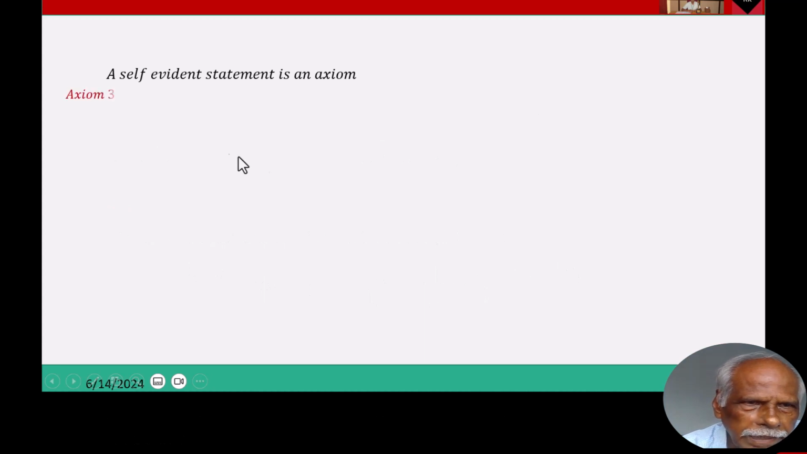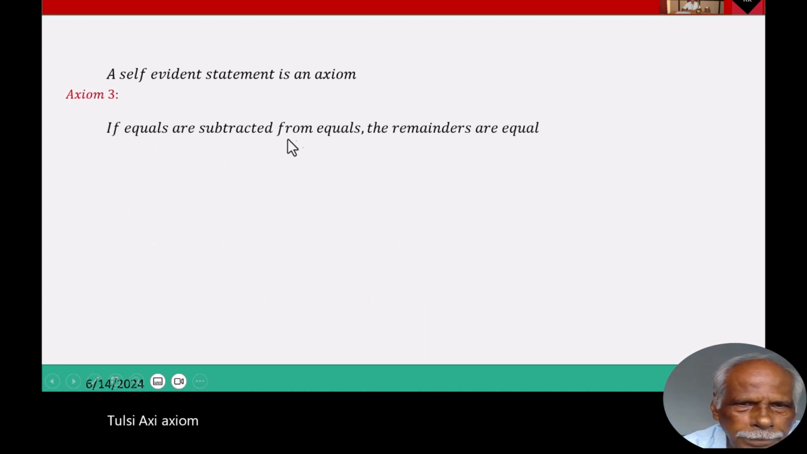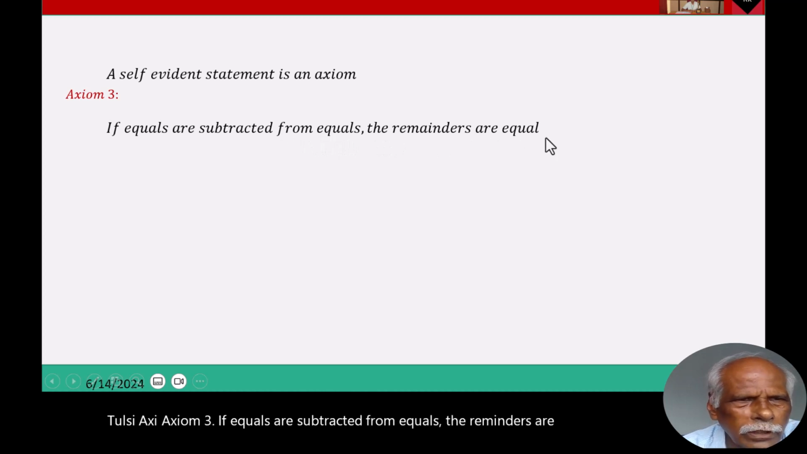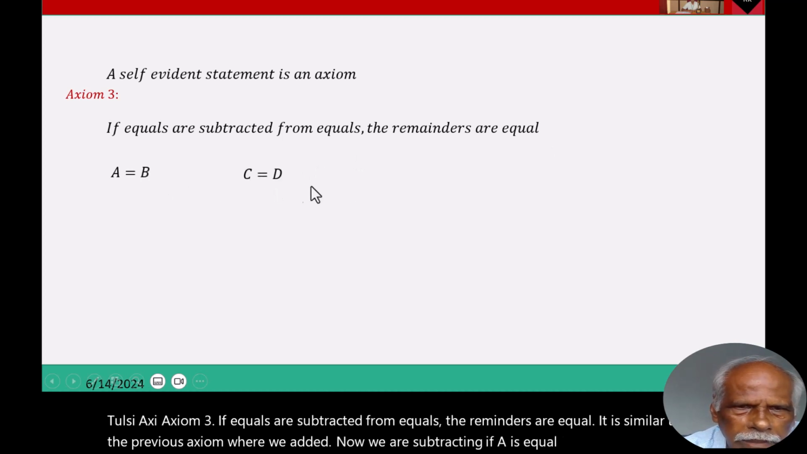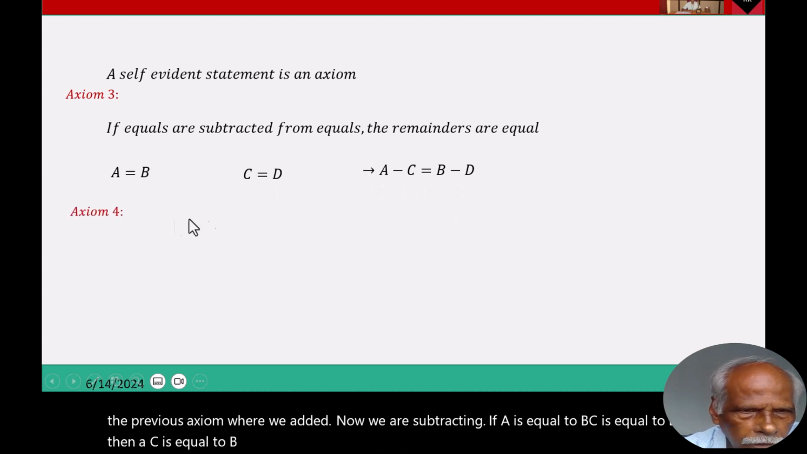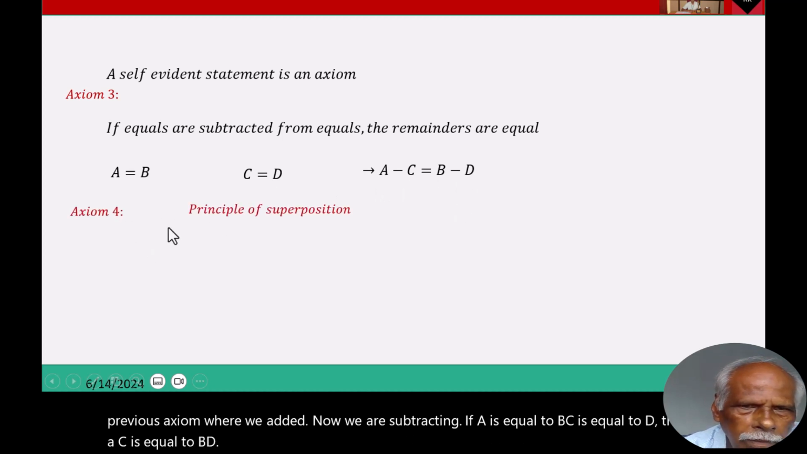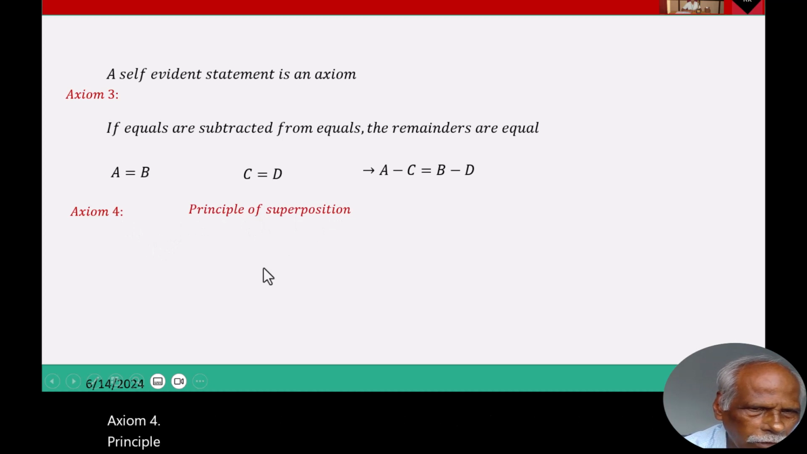We will see axiom 3. If equals are subtracted from equals, the remainders are equal. It is similar to the previous axiom where we added, now we are subtracting. If A is equal to B, C is equal to D, then A minus C is equal to B minus D.